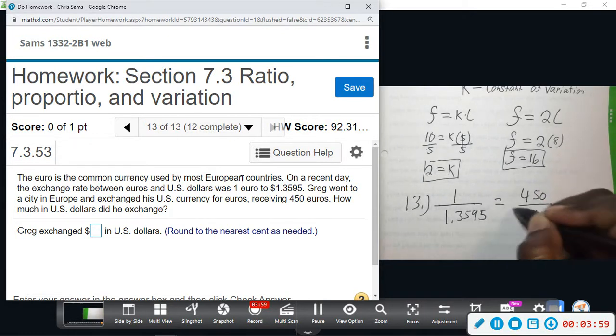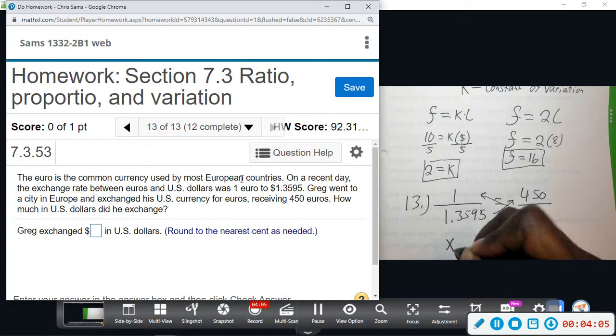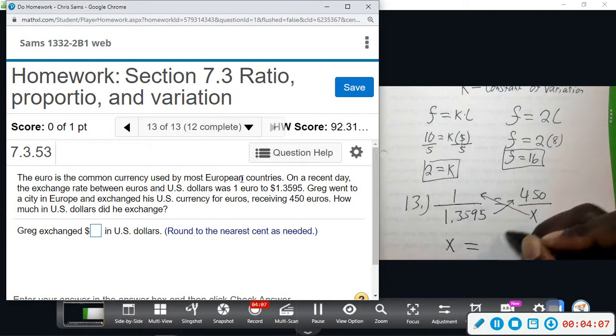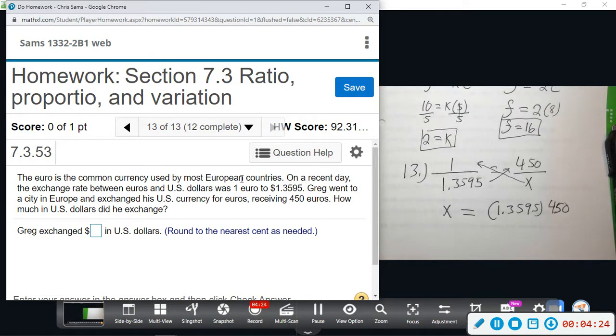So we're going to have to cross multiply. Bring the bottoms to the top. So 1 times X just gives me X, and that equals 1.3595 times the 450. We're going to multiply these, and then that'll give us our amount in US dollars.